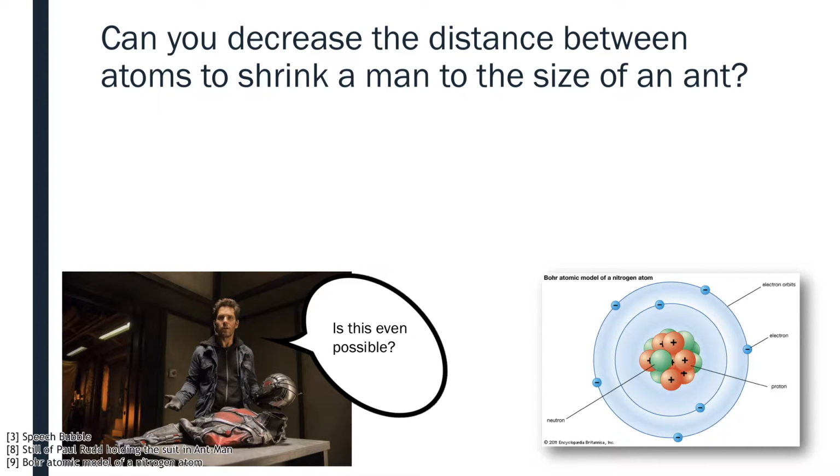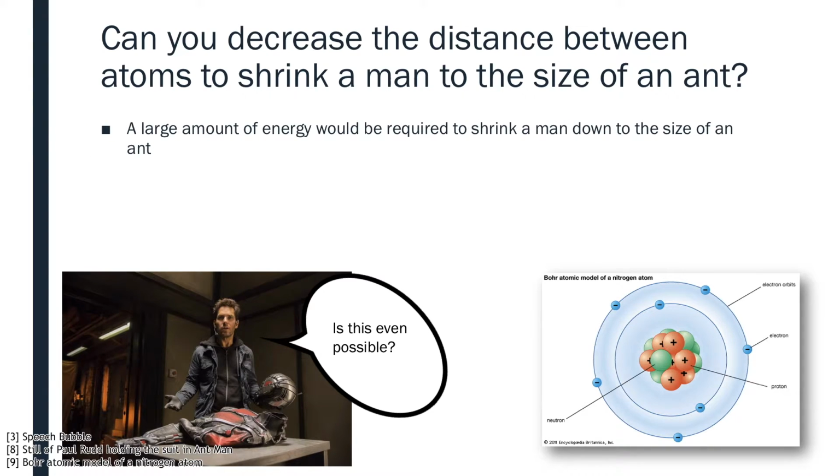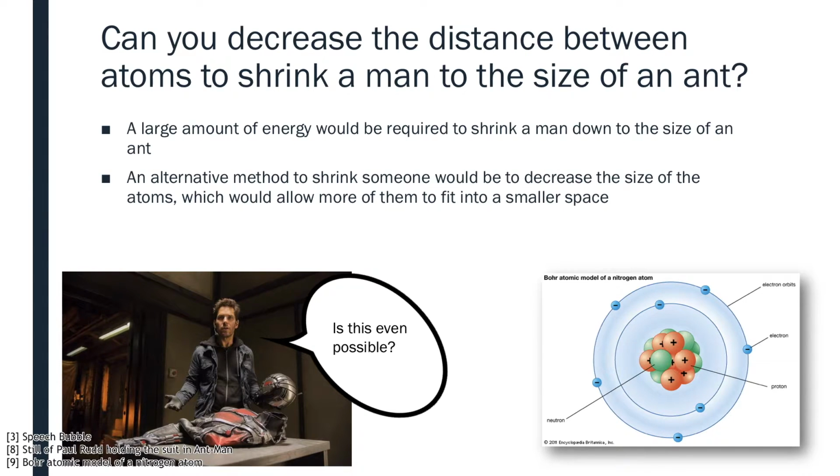So looking back at the question, what happens when you shrink a man down to the size of an ant? Scott would have to overcome the repulsions between every single atom in his body to shrink, which would require a huge amount of energy. If this was ever achieved in real life and an object was shrunk so it was many times smaller than it's supposed to be, and the energy was no longer being added to the system, the atoms would repel with such force that the object would probably explode.